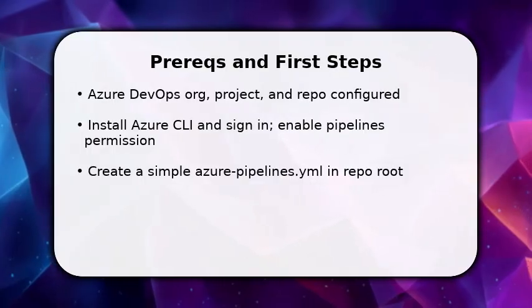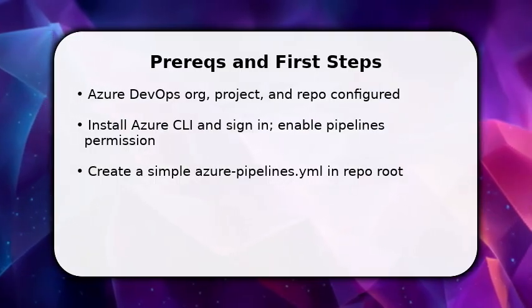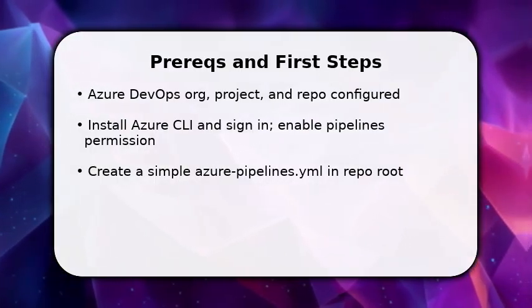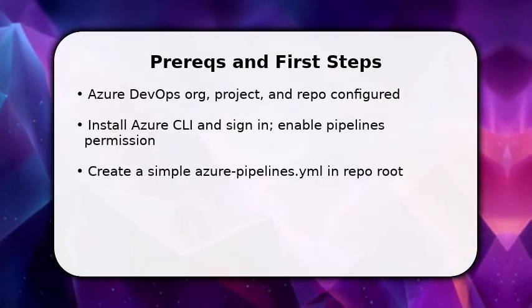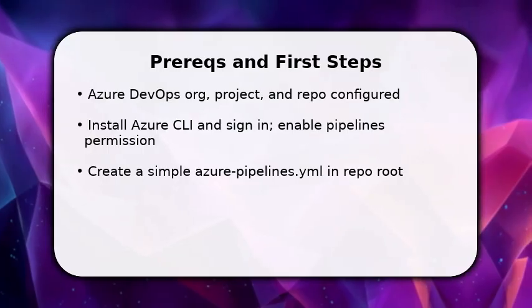You start by confirming prerequisites: an Azure DevOps organization, a project, and a repository. You install Azure CLI and sign in so pipelines can authenticate. This avoids permission surprises later.